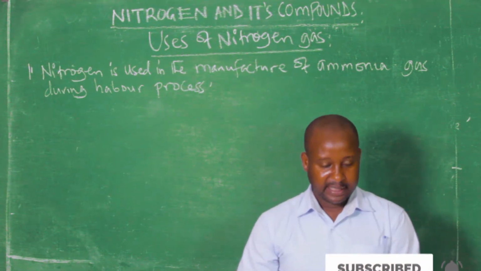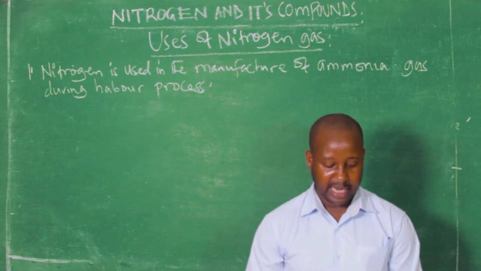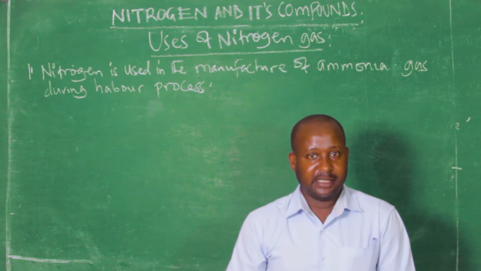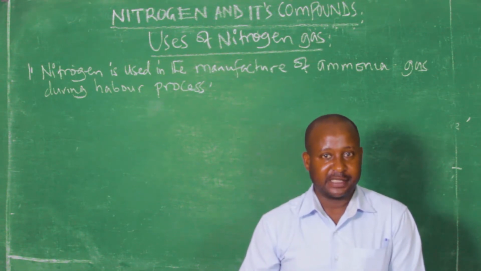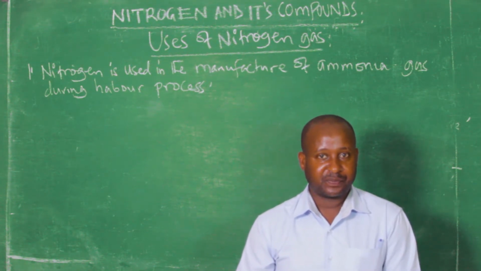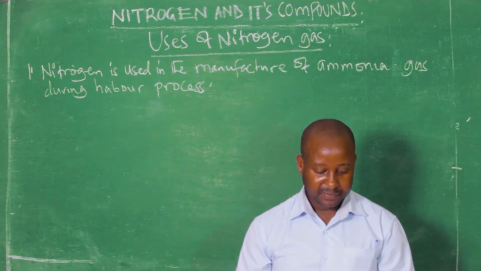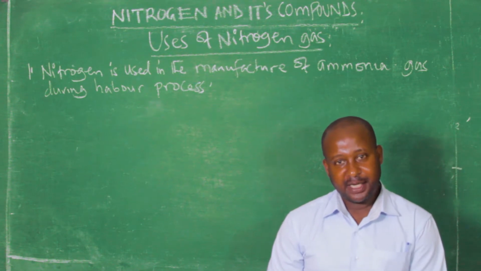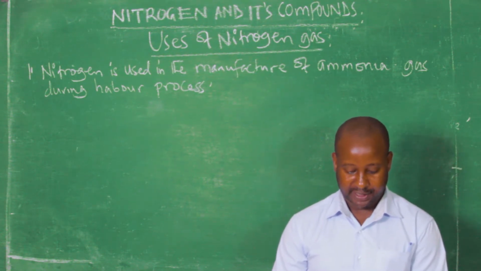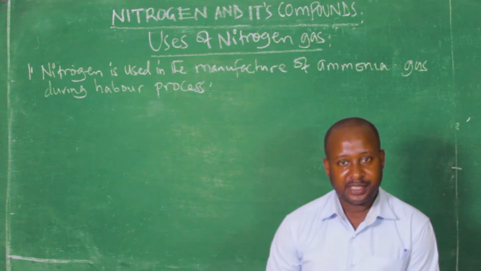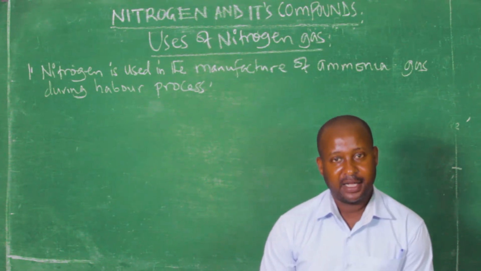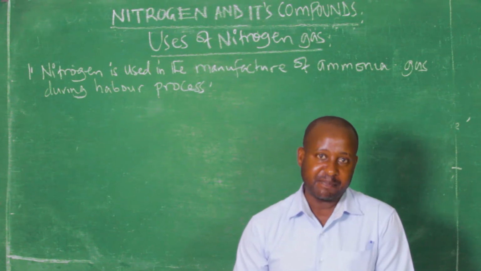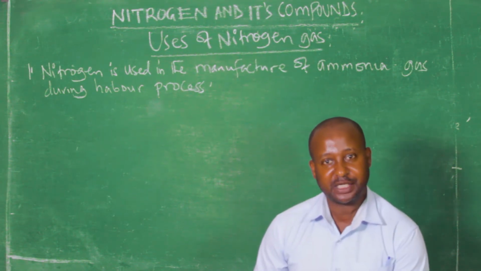Besides, nitrogen is used in food processing. It is used in food processing because when food is being packed, nitrogen keeps off oxygen and the food stays fresh over a long period of time, since there is no oxidation taking place. Let's note down these important points.